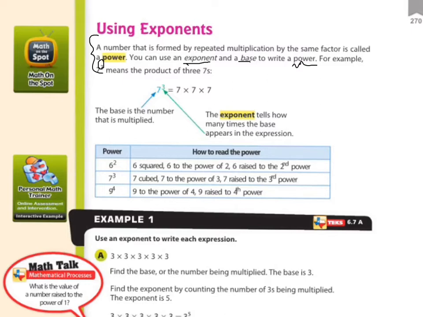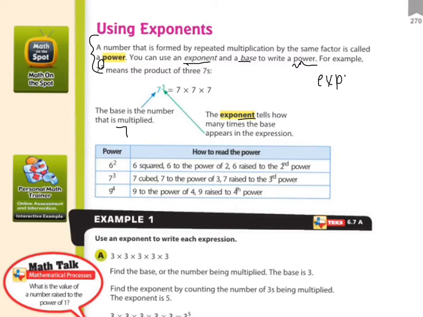It says the base is the number that's multiplied. So here the base would be 7. And the exponent tells us how many times the base appears in the expression. Okay? So you're still writing notes in your Cornell notes.